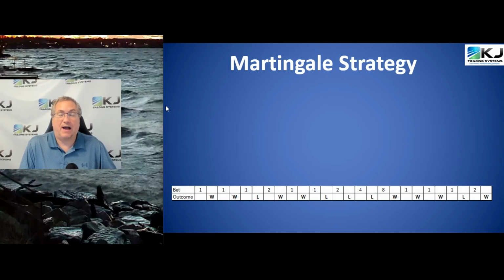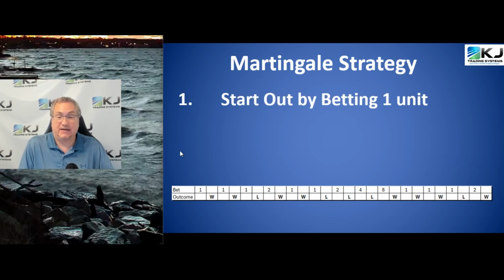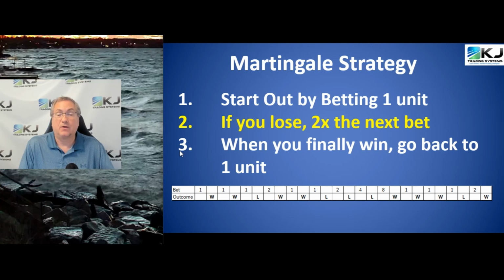In this video, I'm going to look at 3 different position sizing approaches that you can do, and I'm going to compare it to a single contract, and we're going to look at a couple different examples. So first we have the Martingale strategy. Pretty simple. You start out by betting 1 unit. If you lose, you double the next bet. When you finally win, you go back to 1 unit.